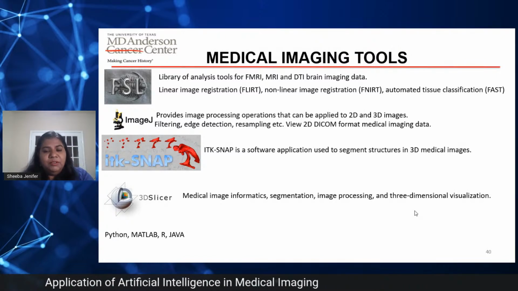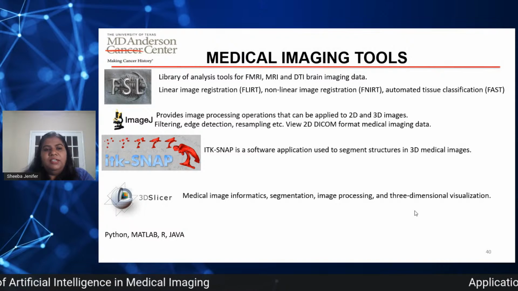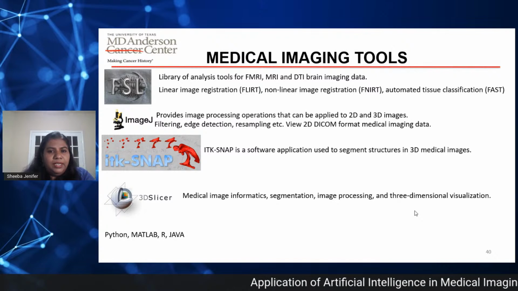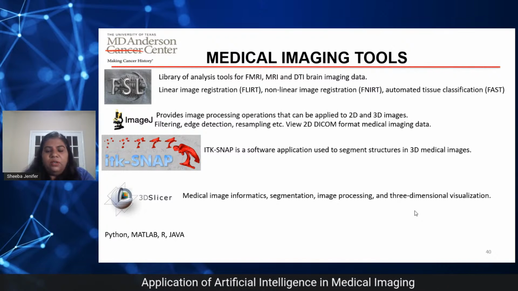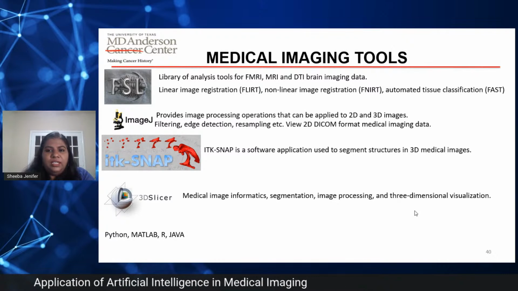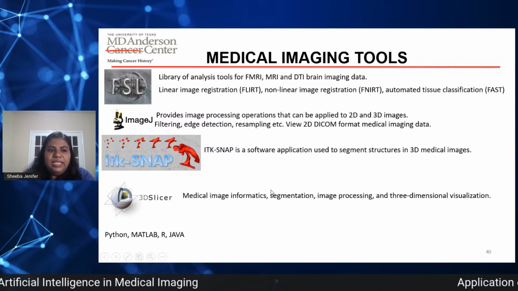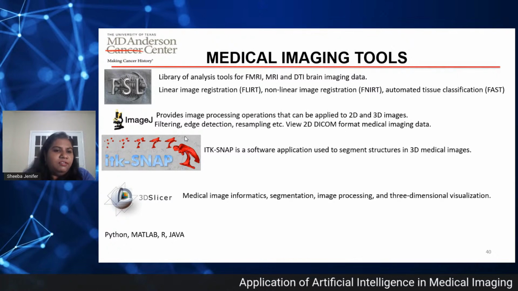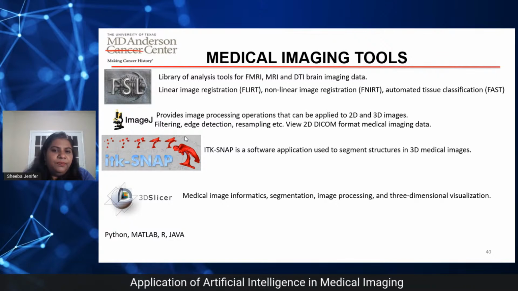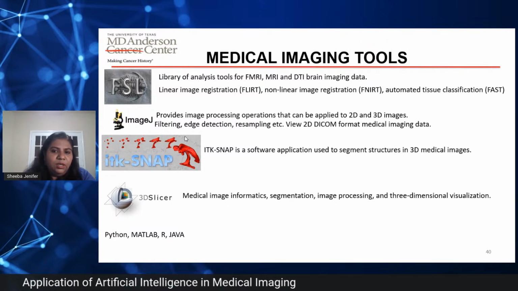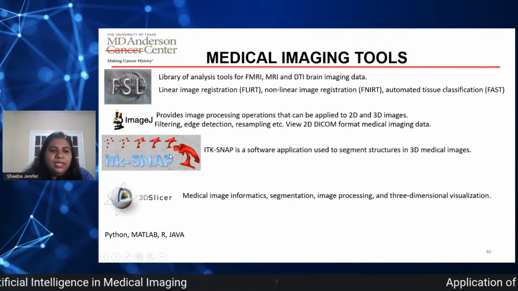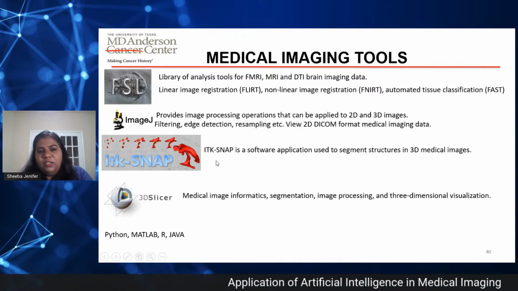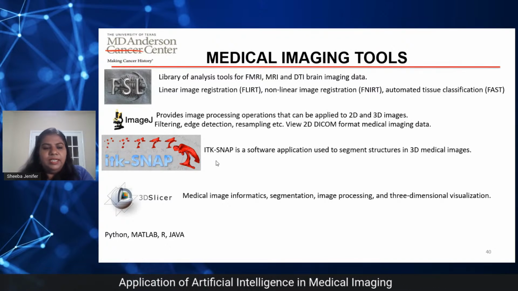These are some of the medical imaging tools useful for our everyday analysis, like the FSL tool for fMRI, MRI and DTI brain imaging data for registration and classification. We mainly use ImageJ. ImageJ is an image processing software for 2D and 3D images for filtering, edge detection, resampling. And if you want to view a 2D DICOM image, it can be visualized. ITK-SNAP is another very important medical imaging software used by a lot of radiologists for segmenting structures in 3D medical images.